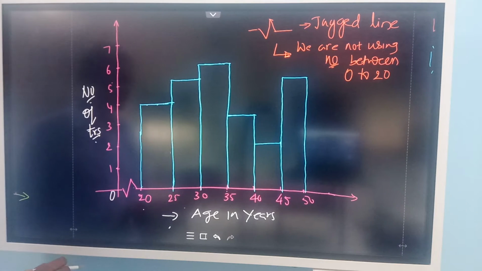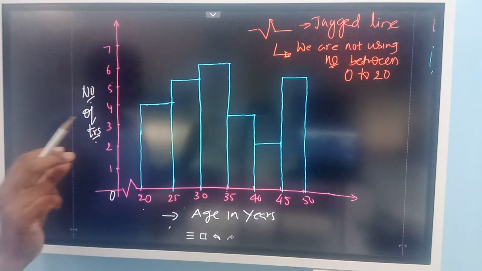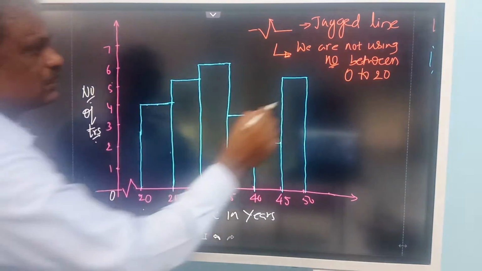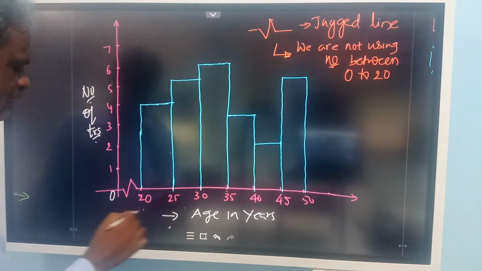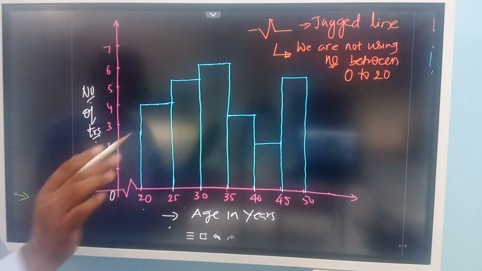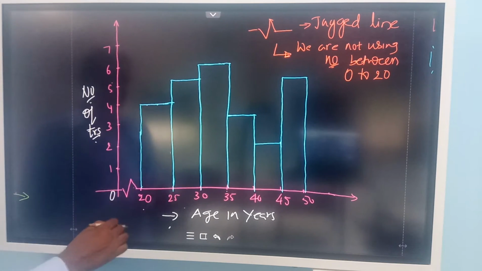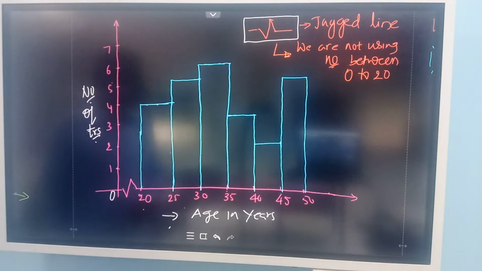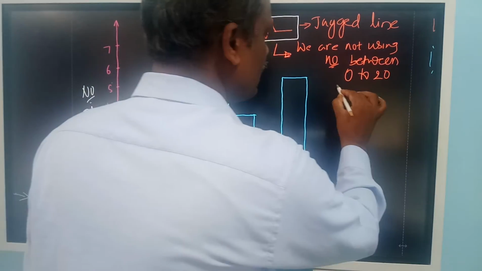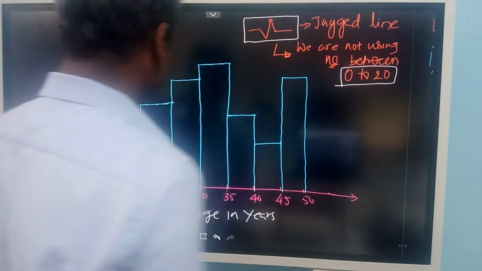Broken line represents there is no gap. We have not considered the numbers 0 to 10, so 0 to 20, sorry. It starts from 20, 25, 30, 35. So between 0 to 20 we have not included here. That broken line is the symbol that we use to show that we are not considering the numbers from 0 to 20.